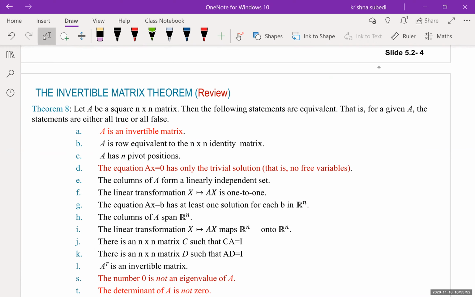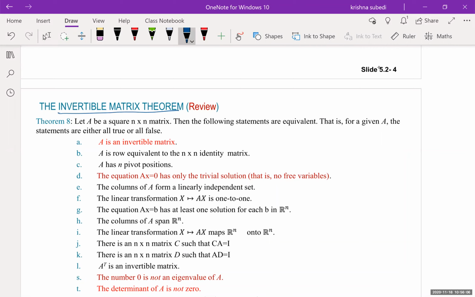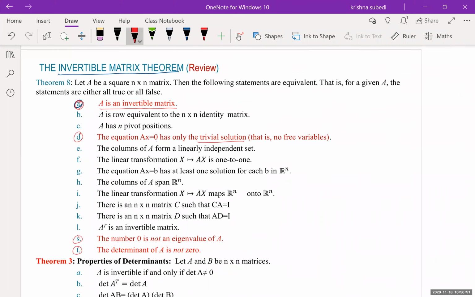Now, there is a relationship between what we learned in chapter 2, the invertible matrix theorem, and eigenvalues and eigenvectors. I just want you to recall the invertible matrix theorem from chapter 2, and pay special attention to these four properties. Let A be a square n by n matrix, then the following statements are equivalent. That is, for a given A, the statements are either all true or all false. If A is an invertible matrix, then the equation Ax equal to 0 has only the trivial solution. In other words, there is no free variable. And the number 0 is not an eigenvalue of A, and the determinant of A is not 0.